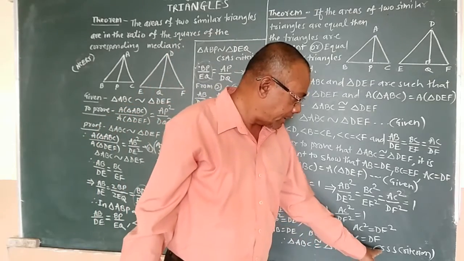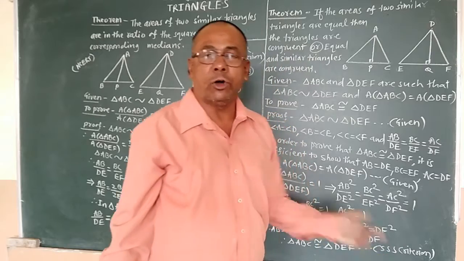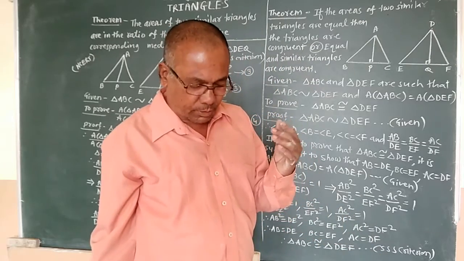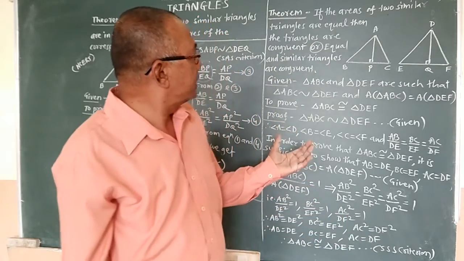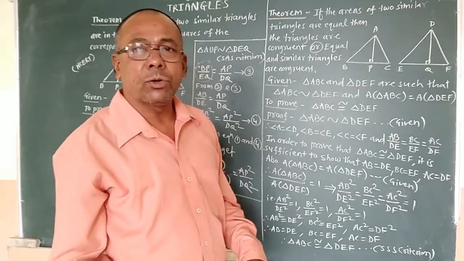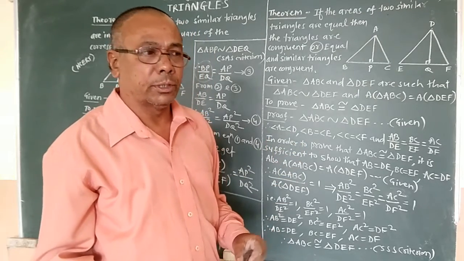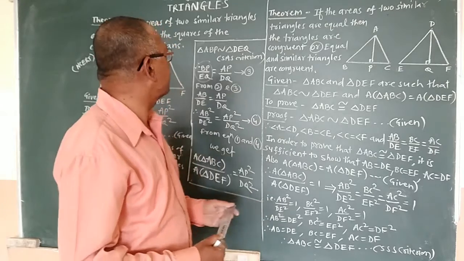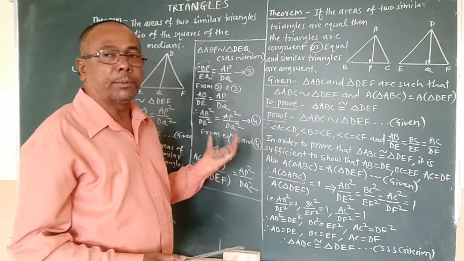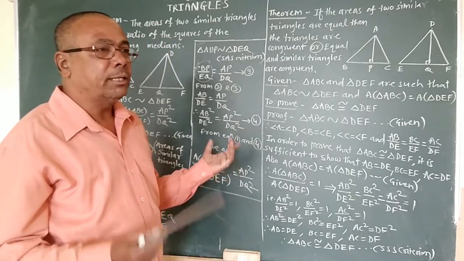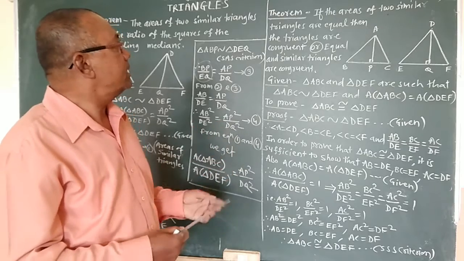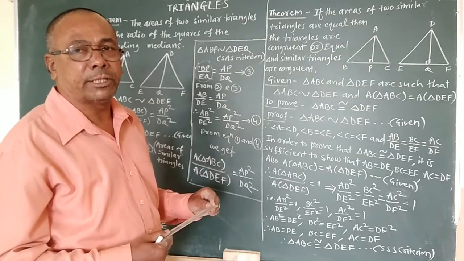Therefore, by the side criteria of congruence, both the triangles are congruent to each other. So in this way we have seen some important properties and theorems for the similarity of similar triangles.